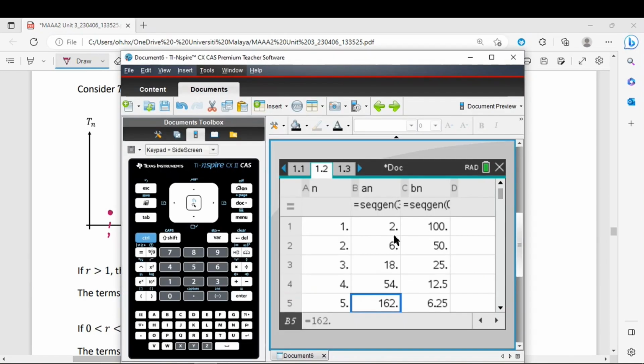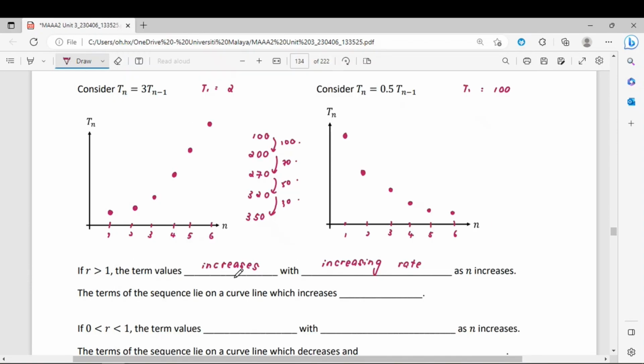So just now this one, you can see it increases and the difference of the number becomes bigger and bigger, right? So that's why this is called increases with increasing rate, okay? Now I want you to try to think of this. All right, sorry, let me finish this first. I thought I wanted to mention this already.